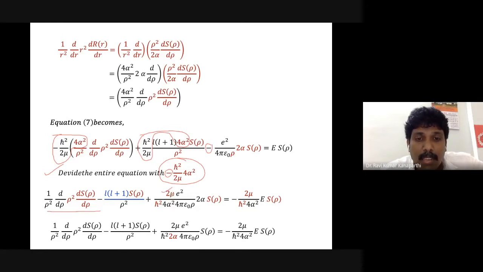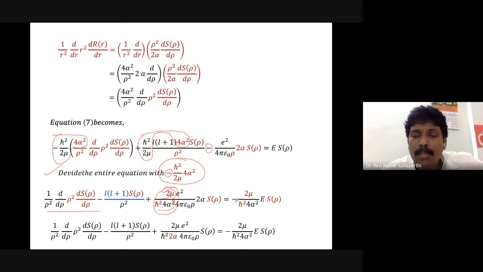Then in the denominator you have to put ħ², which I have kept. Not only that, this 4α² is there, so 4α² in the denominator you will have to put. So this quantity is there because of this division. Then here e²/4πε₀ρ remains the same. The rest of the things I just kept as such. On the right hand side, that is the energy term.